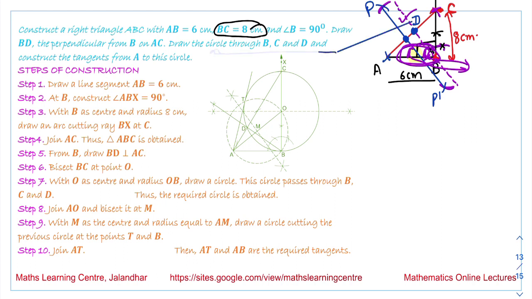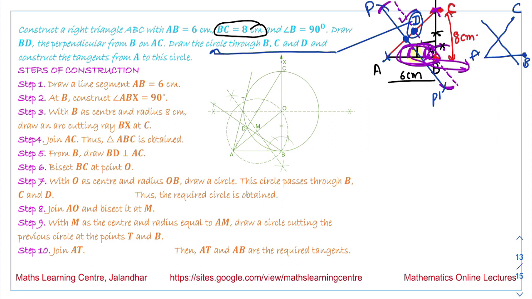We have to draw the perpendicular from B to AC, so this D will be the required point. How are we going to do this? We have drawn the line AC. This is the line AC we have. We have drawn the perpendicular bisector of AC. Now this is AB we have.